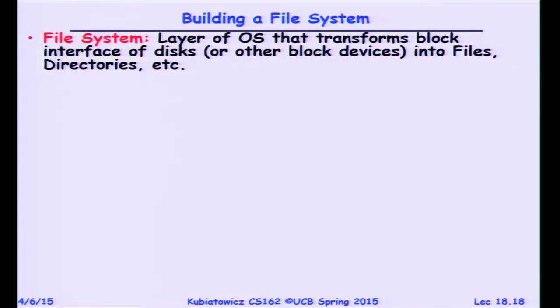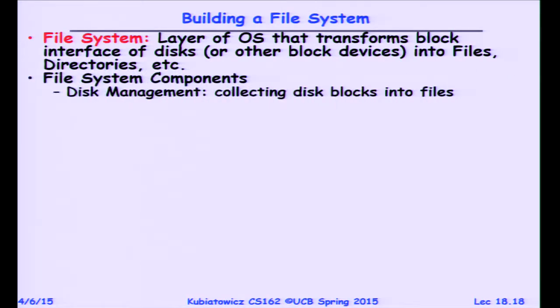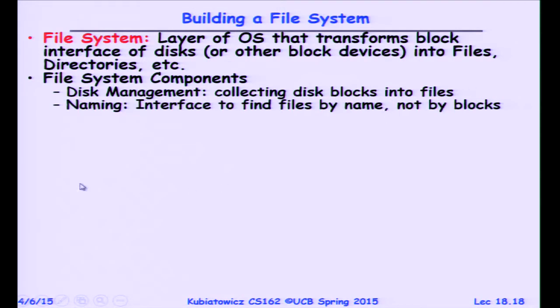Okay, so building a file system, what is a file system? It's the layer of the operating system that transforms blocks into files and directories, okay? So blocks are not something you deal with. You don't think about a block, you think about a file. And so some components of the file system are things like the disk management, how blocks are put into files, and the interface to find a file by name rather than by block. When you find a file, you find /user/homes/George/secret data. You don't find something by number.